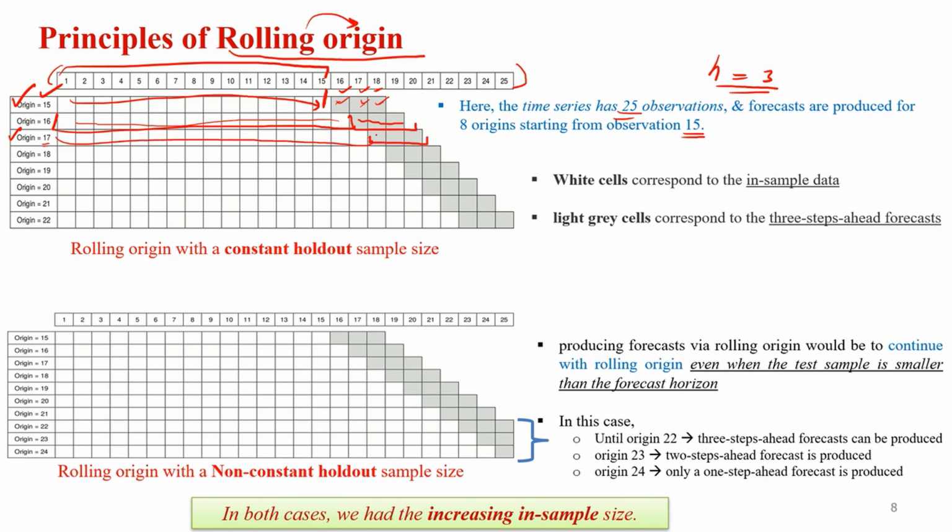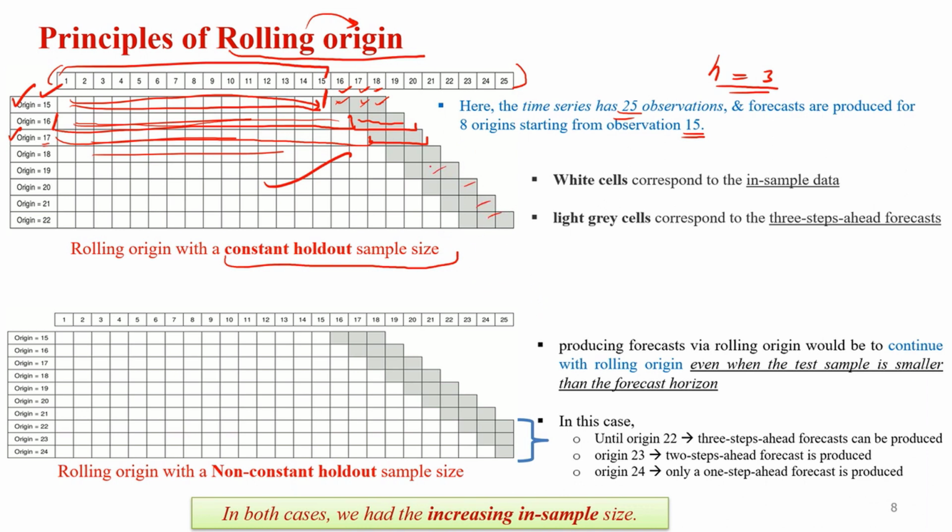The advantage of this method is that we are increasing the in sample size. Earlier we were using 15 data points to fit the model, then 16, then 17, then 18, and so on. In this particular diagram we are using the rolling origin approach where we have a constant holdout sample size. Which means every time we are predicting the future three forecast horizons.